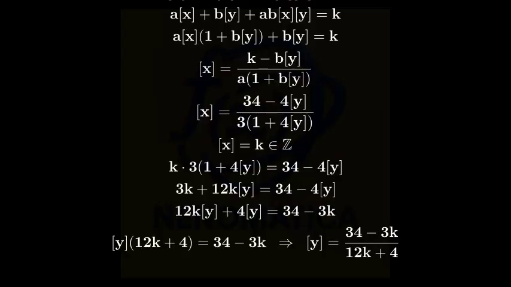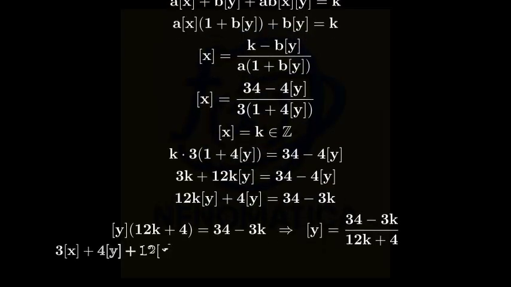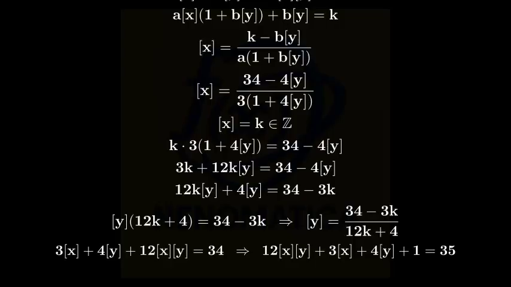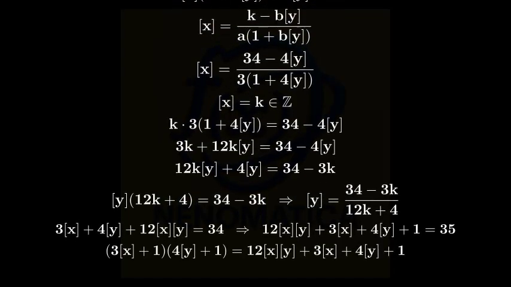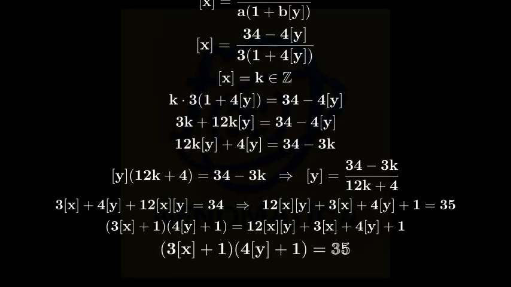Step 3. There is a faster path using a rectangular factorization trick. Start from the original equation and add 1 to both sides. Notice that 12 floor of x floor of y plus 3 floor of x plus 4 floor of y plus 1 equals the product 3 floor of x plus 1 times 4 floor of y plus 1. Therefore, 3 floor of x plus 1 times 4 floor of y plus 1 equals 35.